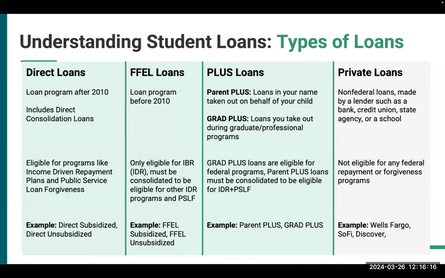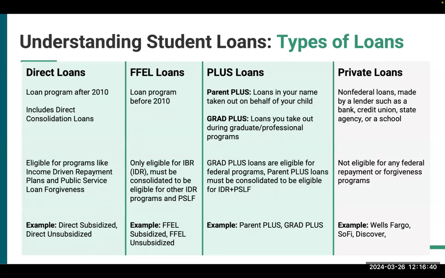So if at this point you're already starting to get a little confused, there have been a lot of acronyms mentioned, that's totally normal. And it just goes to show you how overwhelming this system can be. But here is the most important takeaway from this section. Identifying what type of federal loan you have is important because it will determine your eligibility for these programs.